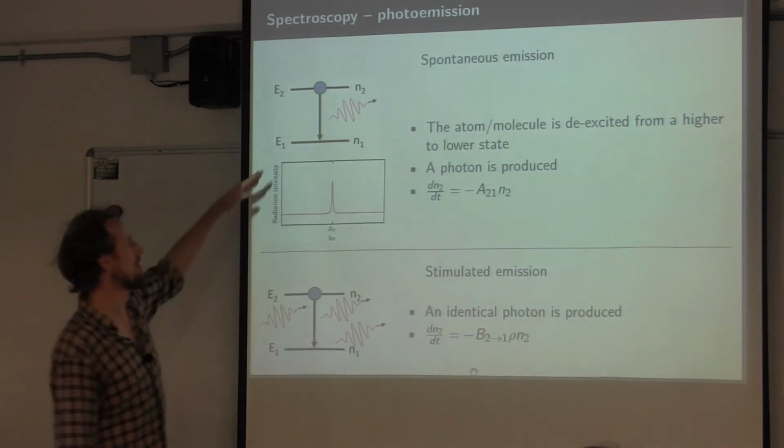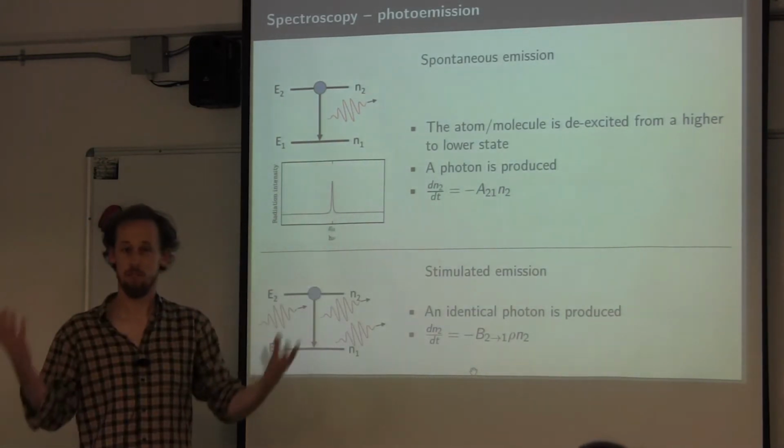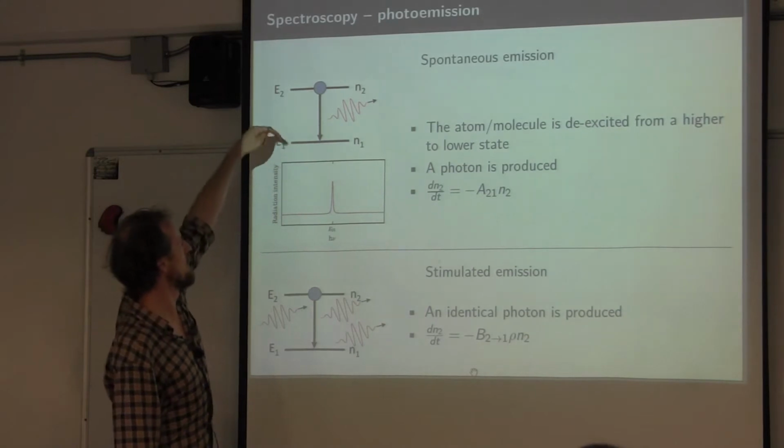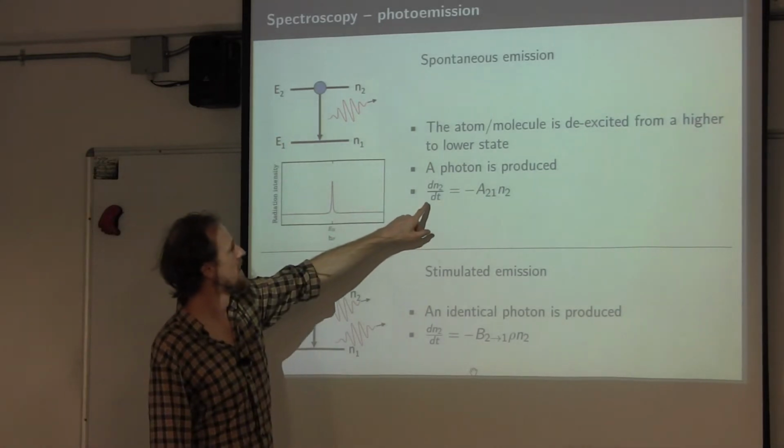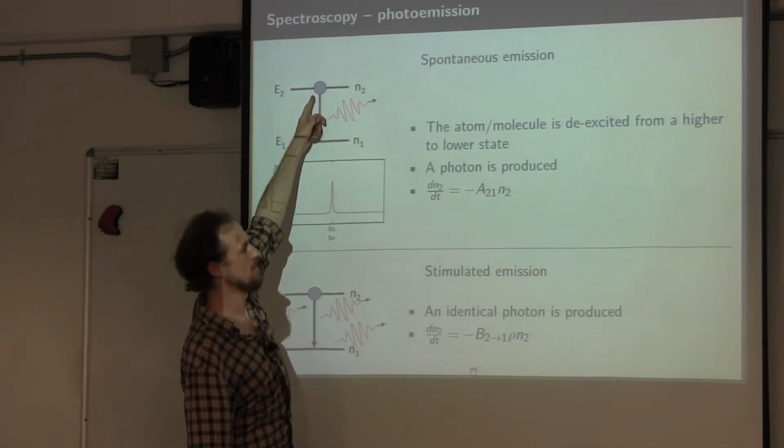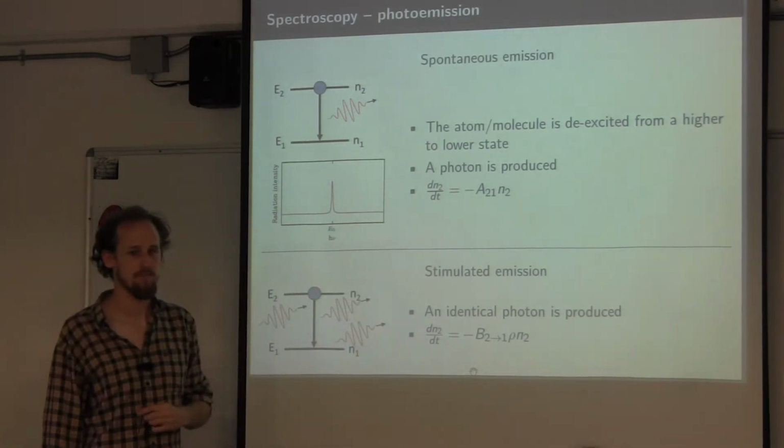The same thing happens if the molecule emits a photon, just spontaneously, in which case the molecule goes down and you have a decrease in population in the upper level, and an increase in the lower level, which I didn't write.